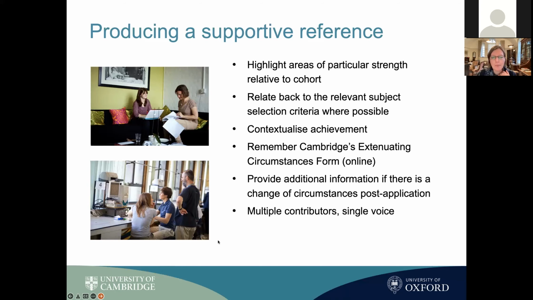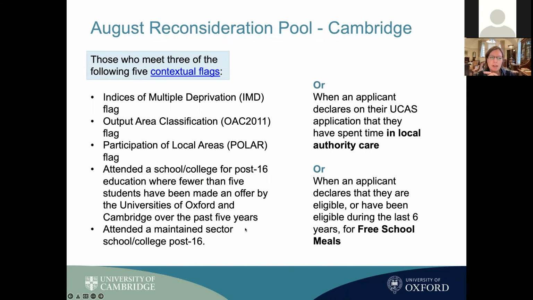So the other way in which, as well as assessing applications, our contextual flags bring with them eligibility for certain things. So probably the most important thing as far as your students are concerned is whether or not they then become eligible for what used to be called UCAS adjustment, but obviously adjustment is going now. So instead we are calling it the August reconsideration pool at Cambridge.